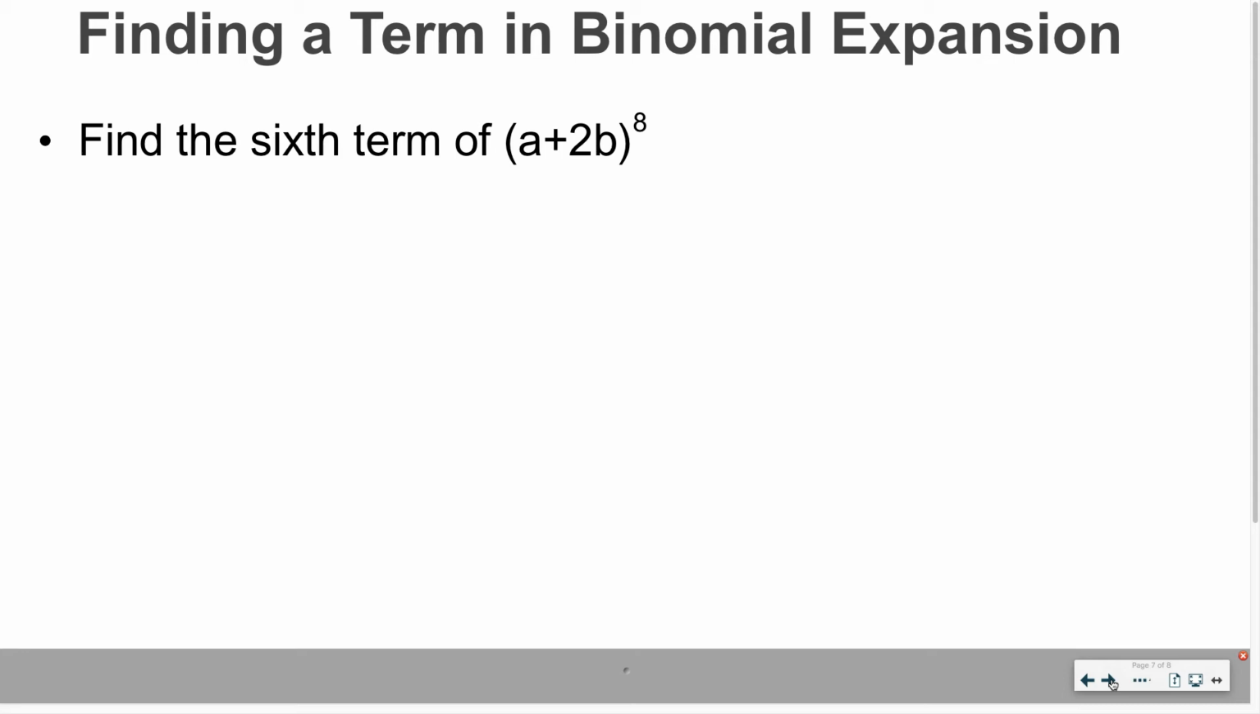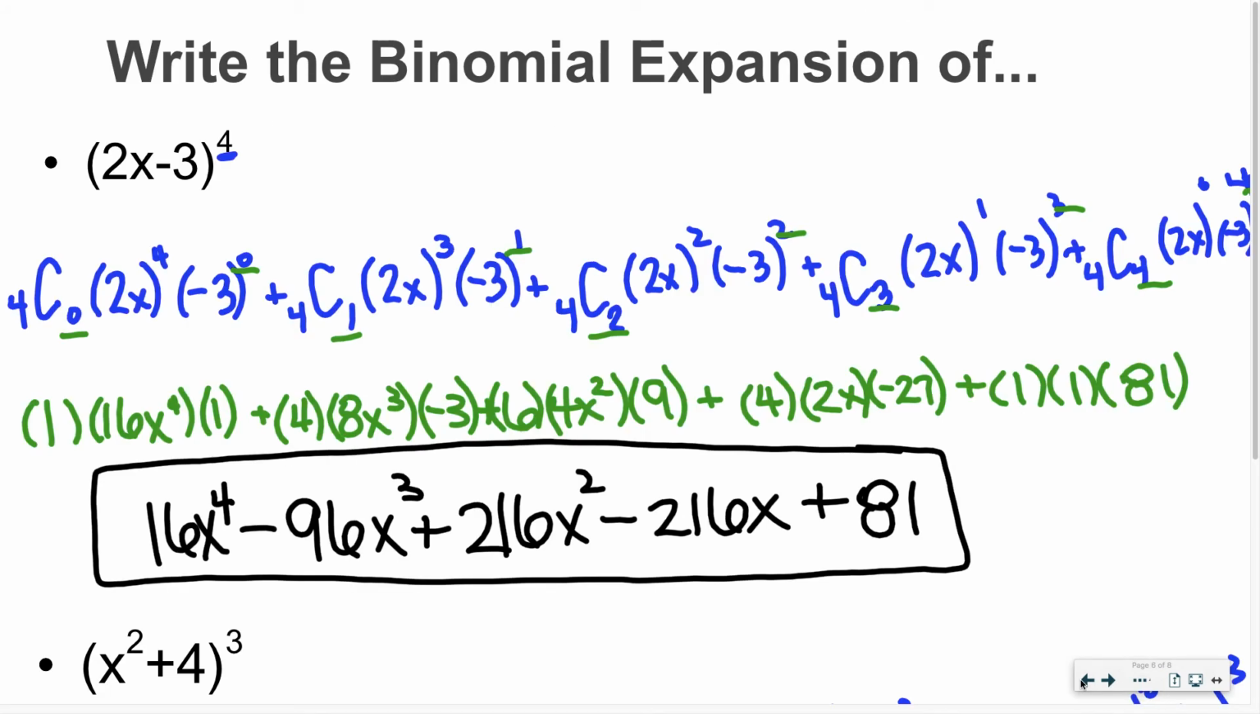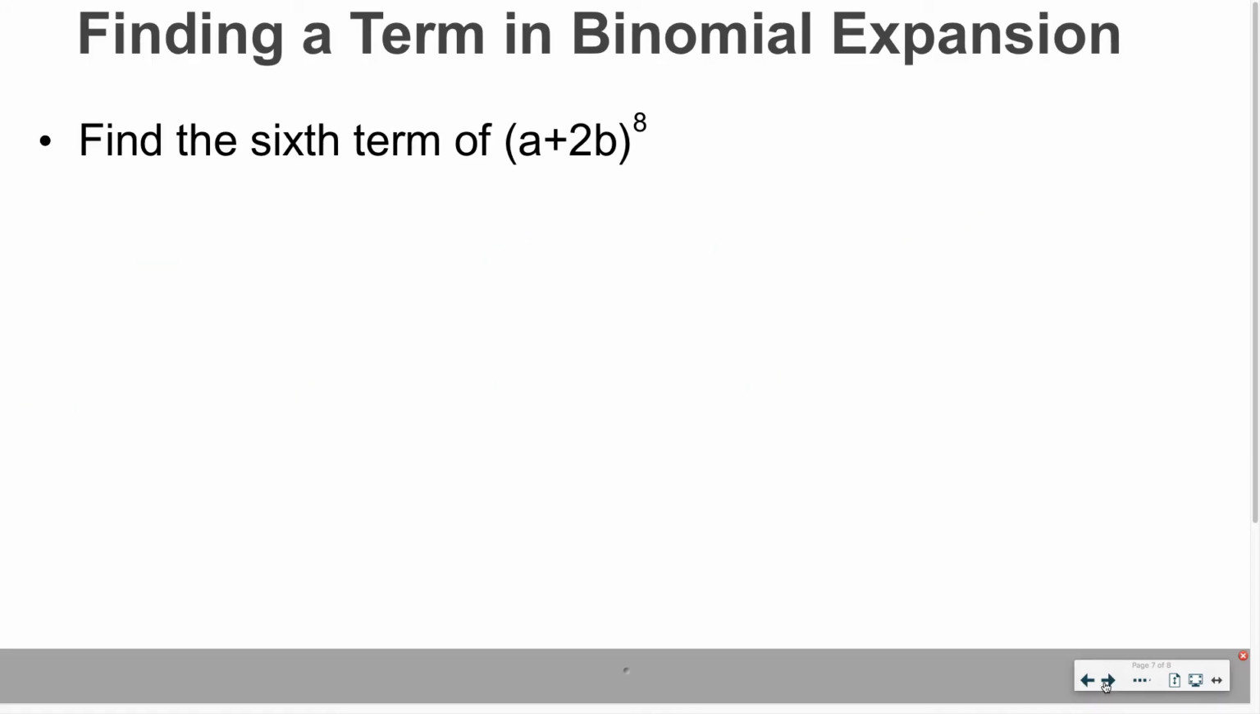Okay. Let's think about this. Why is he saying 8 choose 5? When we start off our expansions, we start off with n choose 0, right? So that is our first term, and then our second term is n choose 1, and then our third term is n choose 2. So since in this expansion we'd start off with 8 choose 0, our sixth term is actually going to have 8 combinations of 5 attached to it.